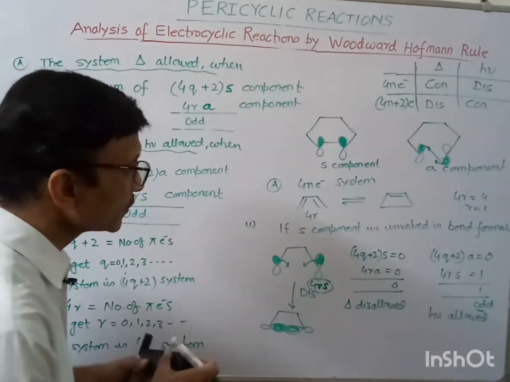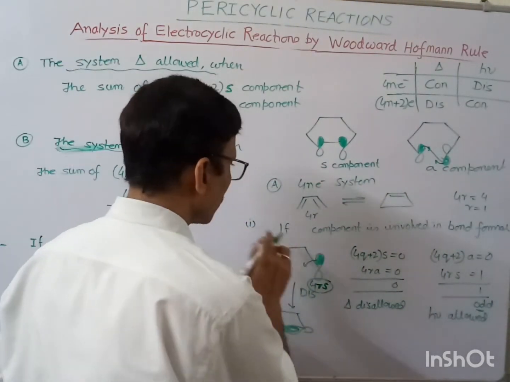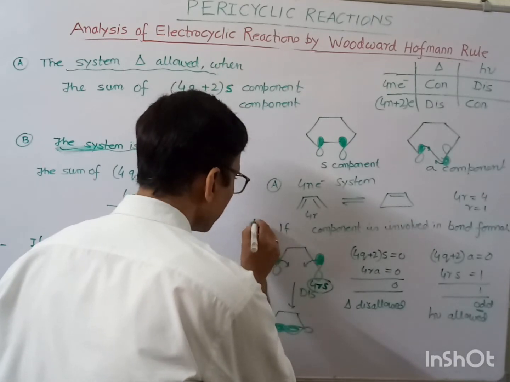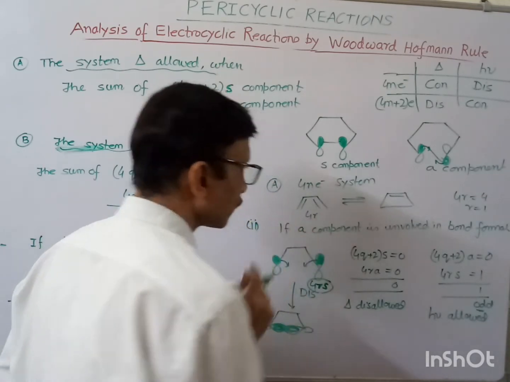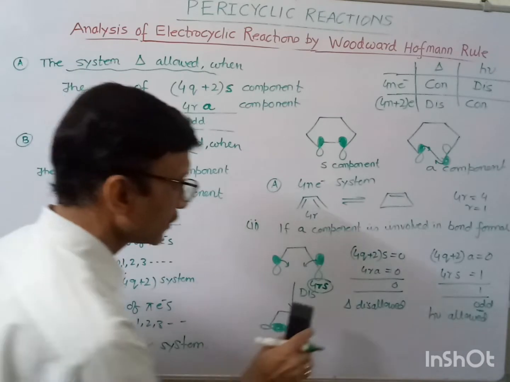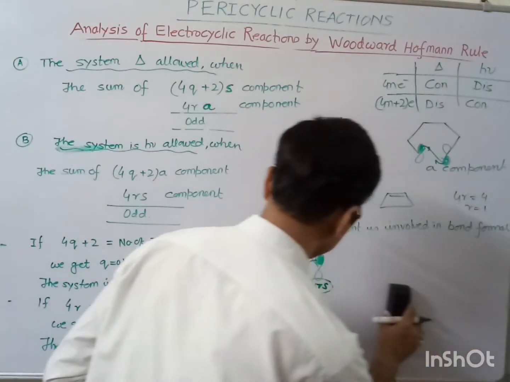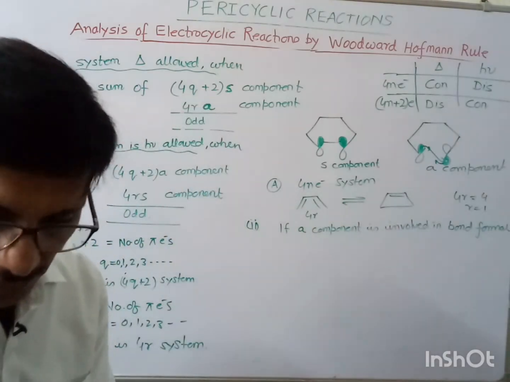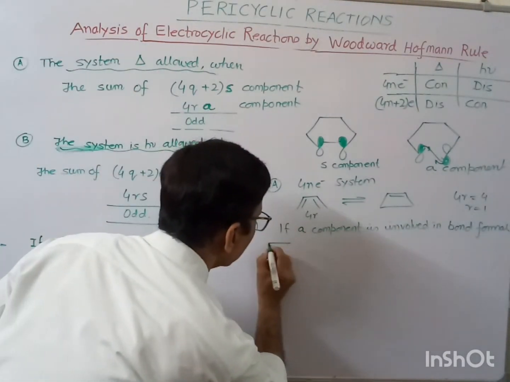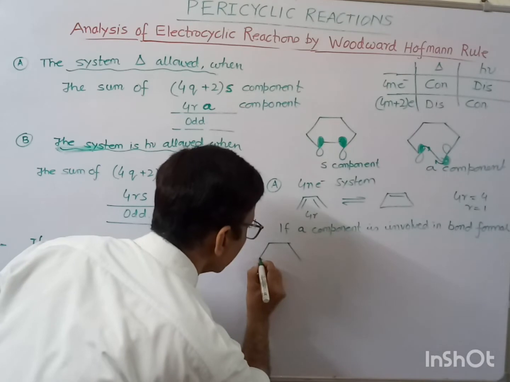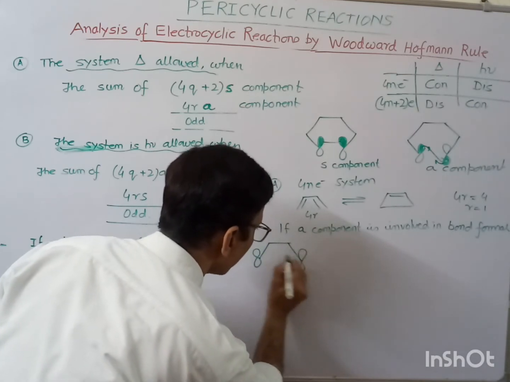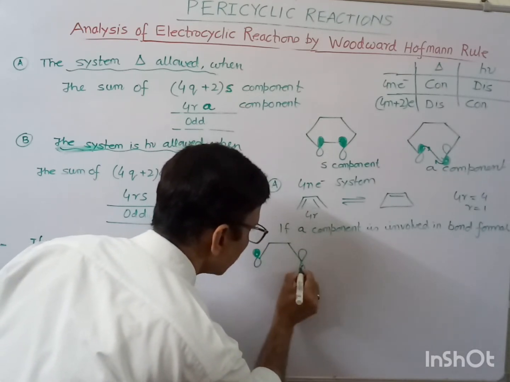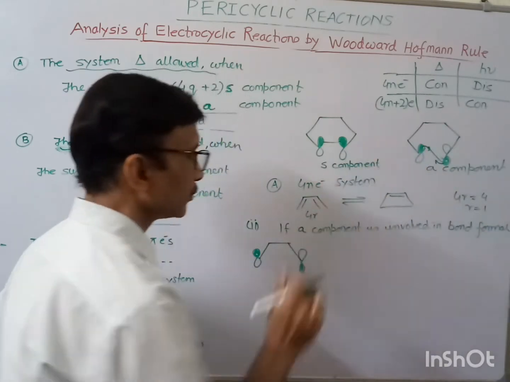Now the second case I will take, when the A component is involved in bond formation. Again I will draw. If the A component is involved, it means when opposite lobes are involved in the bond formation, this is our A component.